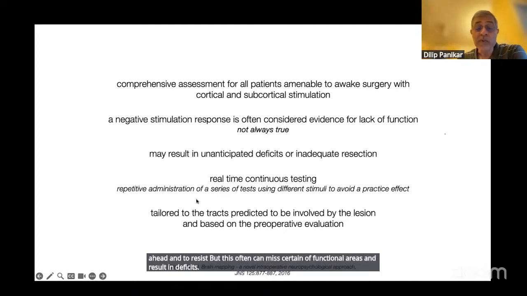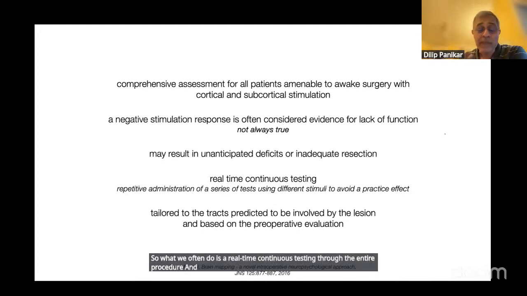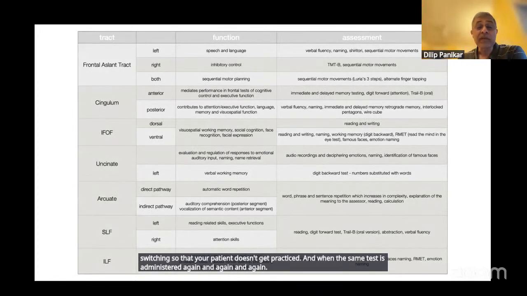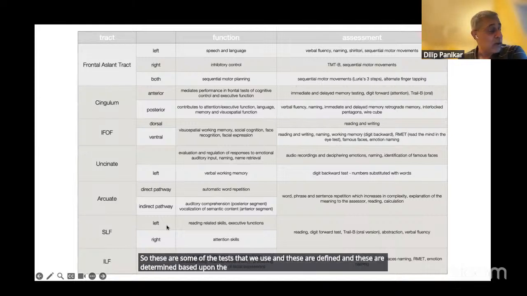So what we often do is real-time continuous testing through the entire procedure. And this involves a repetitive series of tests, but these tests keep switching so that your patient doesn't get practiced when the same test is administered again and again. So these are some of the tests that we use, and these are determined based upon the cortical areas and the tracts that are involved.